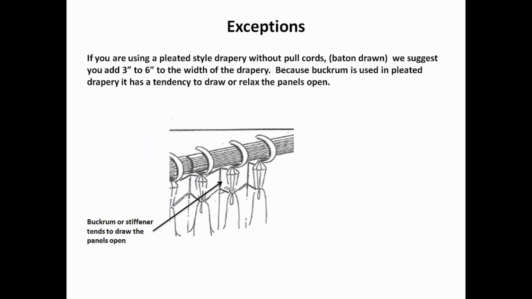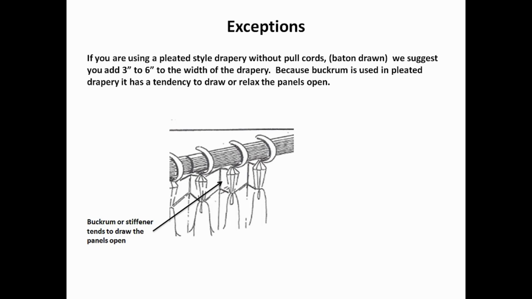Just as we did in the pair of draperies, there's the exception when you're using a pleated style drapery without pull cords, or in other words, you're pulling it by a wand or baton or by hand, whatever you're doing. And here again, because of that buckram, we're suggesting that you add 3 to 6 inches to the width of the drapery. And that's because the buckram that's in there in the pleated drapery has a tendency to draw or relax back open, just like it did when you're doing a pair of draperies.